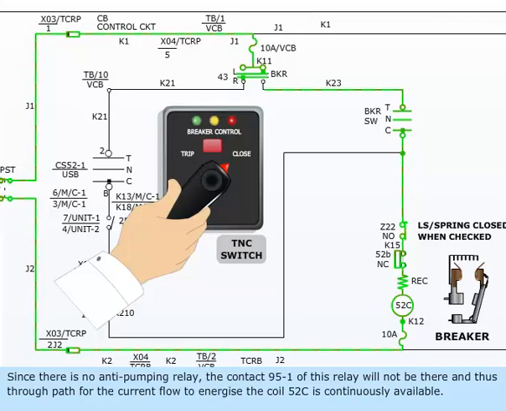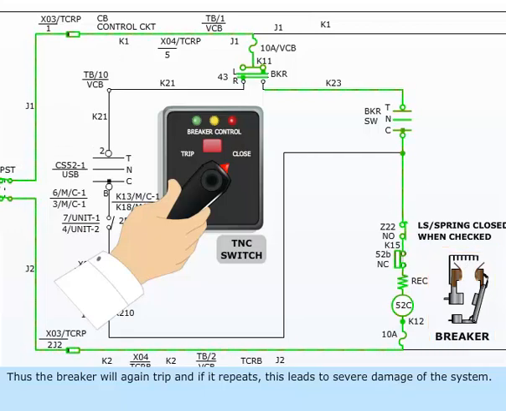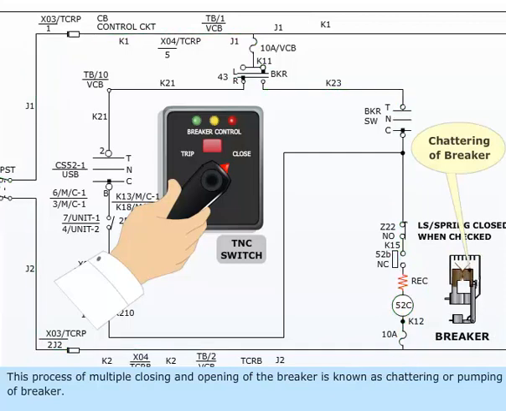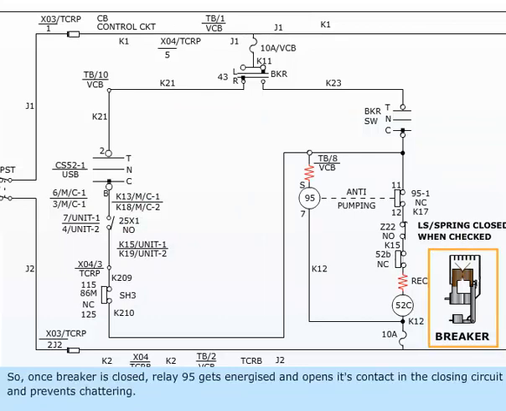Since there is no anti-pumping relay, the contact 95-1 of this relay will not be there, and thus a path for the current flow to energize the coil 52C is continuously available. Thus the breaker will again trip, and if it repeats, this leads to severe damage of the system. This process of multiple closing and opening of the breaker is known as chattering or pumping of the breaker. Hence, it has to be prevented. So, once the breaker is closed, relay 95 gets energized and opens its contact in the closing circuit and prevents chattering.